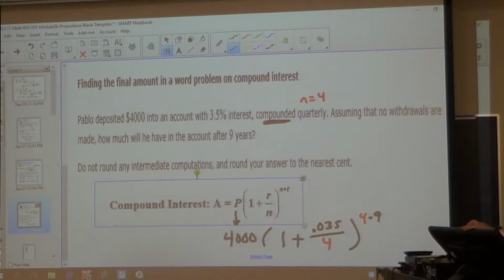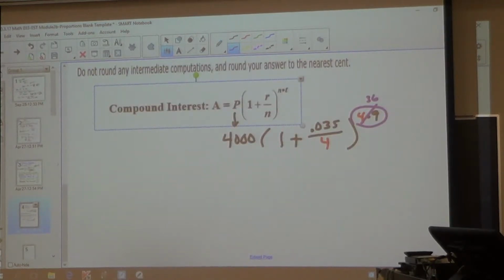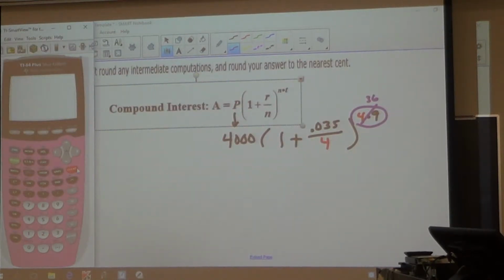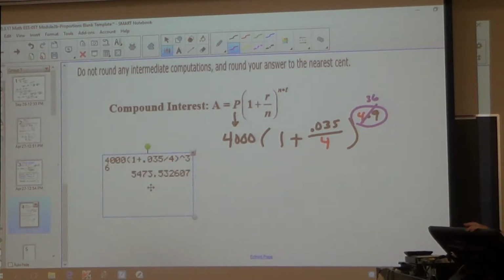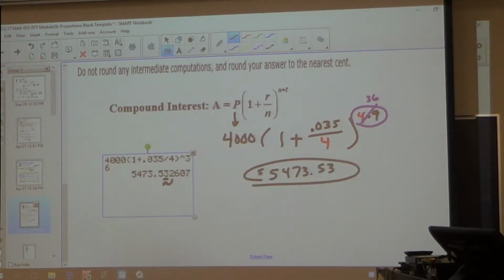So what I do is I clean that up. 9 times 4 is 36. It just makes it easier for me to type it in the calculator. So I'm going to do 4,000 parentheses 1 plus 0.035 divided by 4, and then raise it to the double exponent. It is money. So money rounds to 2 places behind the decimal. So 5473.53. Cool?